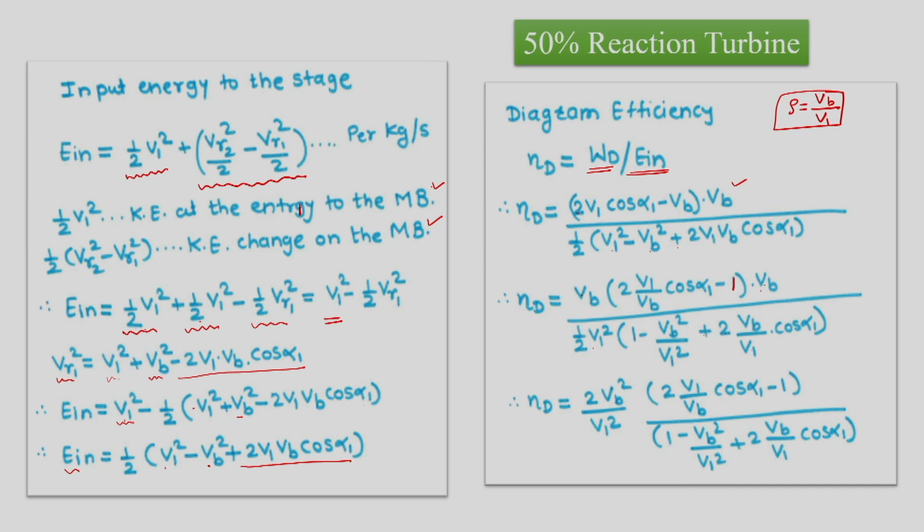So this VB and this VB will constitute VB square, and this 2 will go into the numerator. So twice VB square upon V1 square into 2 into V1 upon VB cos alpha 1 minus 1, divided by 1 minus VB square upon V1 square plus 2 into VB V1 cos alpha 1. So this is the formula for diagram efficiency.